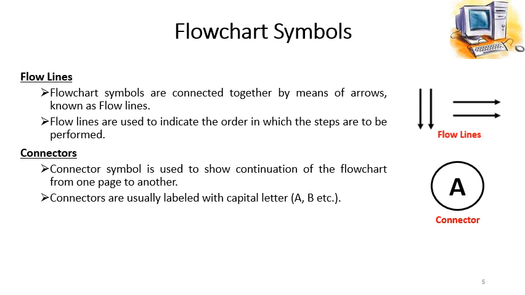Connectors are usually labeled with capital letters. A or B or any other letter can be placed inside the connector symbol, which is shown here in this picture. So this connector symbol will be used at the end of the flowchart on the first page, and whenever we want to continue it to the next page, at the beginning of that continuation flowchart we will put this connector symbol.